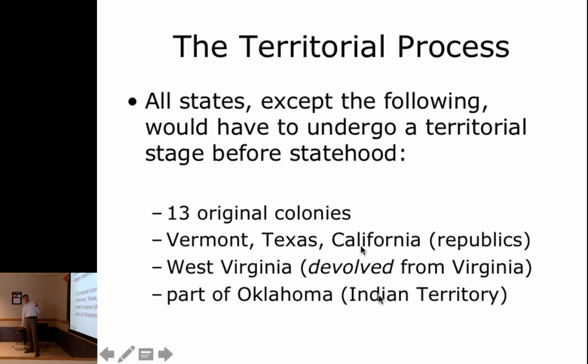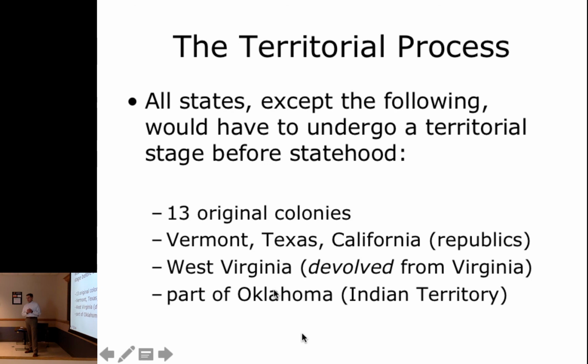So it did not undergo the territorial process, and for the most part, California didn't either. It was even a quicker process, but it didn't really undergo the long territorial process. West Virginia, of course, didn't because it was broken up from the larger state of Virginia during the Civil War. And then there are probably other examples, but I always throw in this one, Oklahoma, at least part of Oklahoma, did not undergo a territorial development.